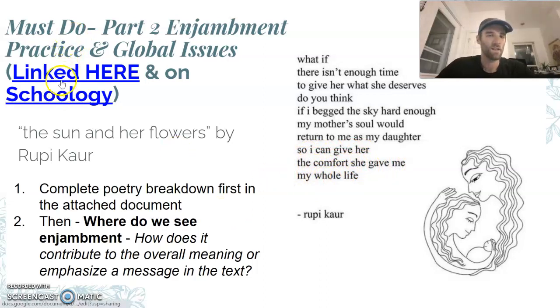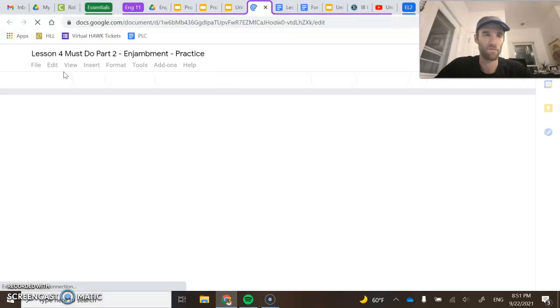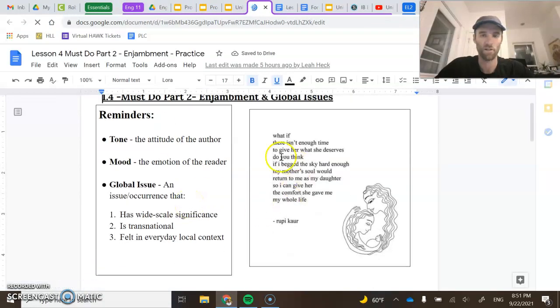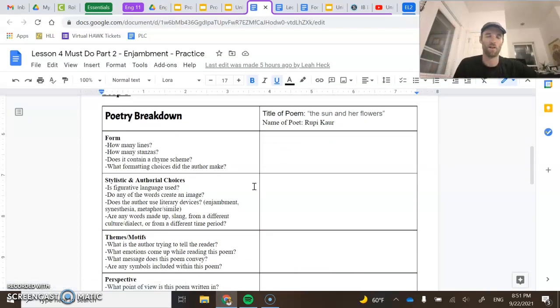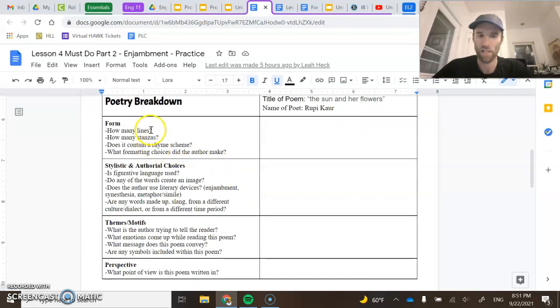So you can see that the must-do is linked in on Schoology, which is actually the analysis right here. There's the poem. I'm not going to do the whole thing because Miss Heck already did an excellent walkthrough of how to do the poetry breakdown in the last lesson. So you should already know how to do that as far as looking at form and themes and perspective and all of that. But I just want to show you, where do you put in enjambment when you notice it as a literary device? So you see here, it's actually one of the examples that we have put inside the stylistic and authorial choices category.